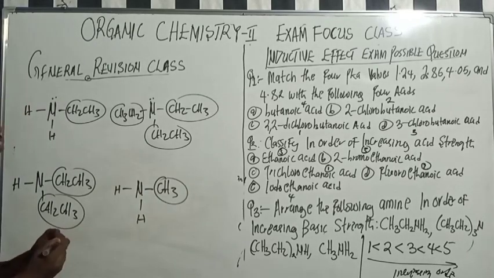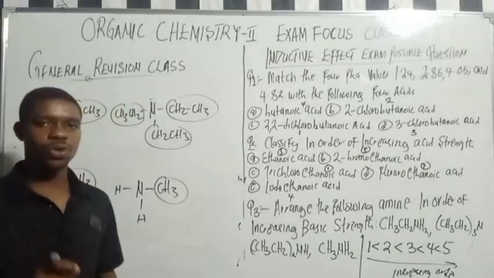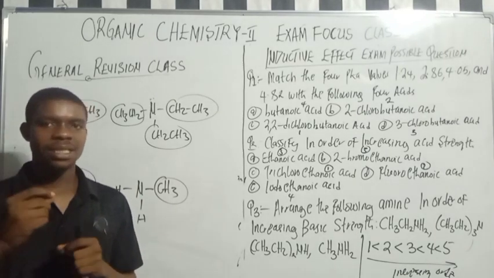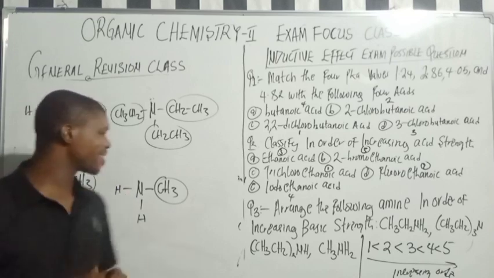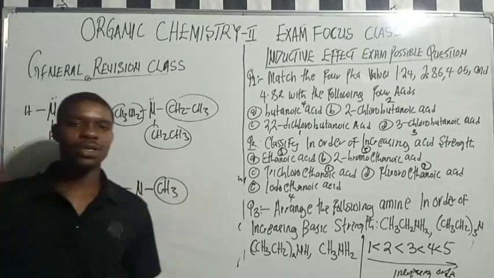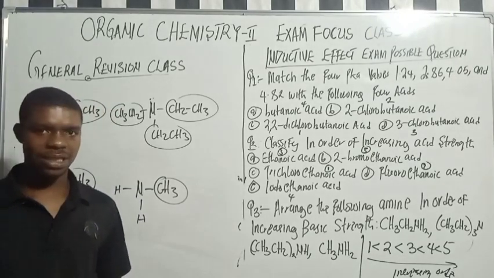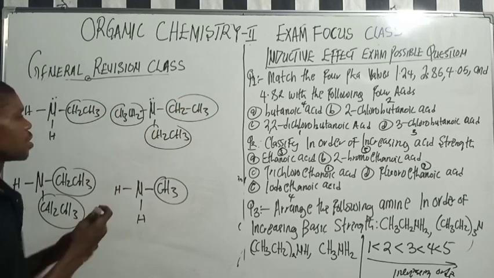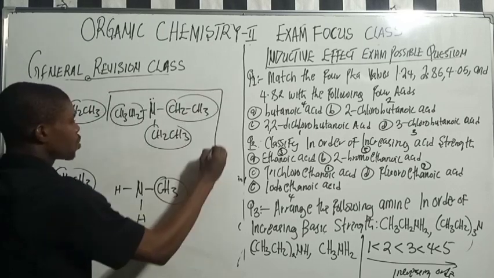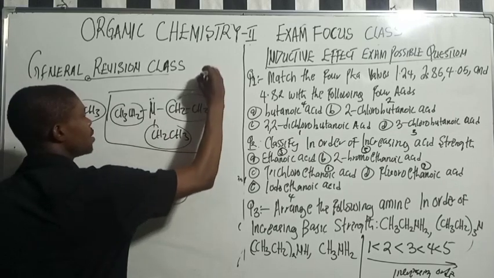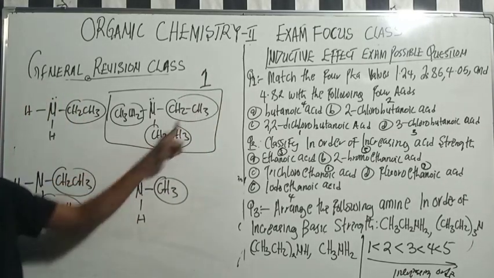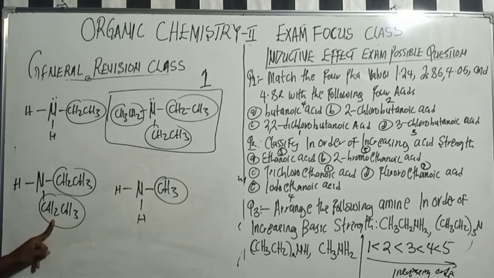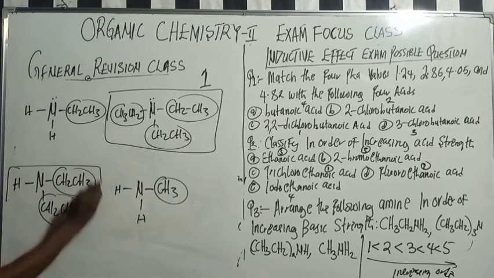So you can see that alkyl groups are plus I effect. And when we come to the strength of a base, plus I effect increases the strength of the base. The more the plus I effect, the stronger the basic strength. So when you check this very well, the one that is having three alkyl groups is number one, because it's having three alkyl groups. Now this one is going to be the second one here.